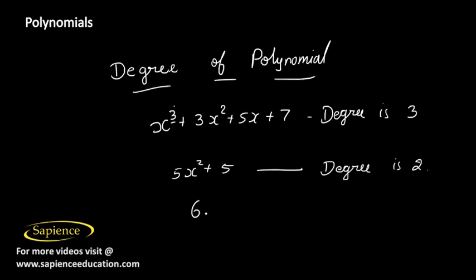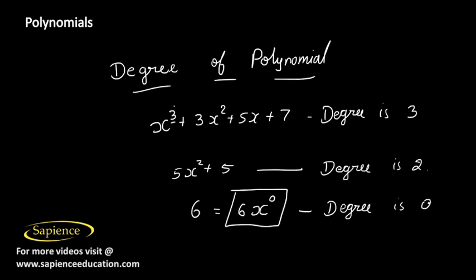Now let us come back to 6. We were discussing whether 6 is a polynomial or not. But I can write 6 as this, right? 6 into x to the power 0. Now this is a polynomial. Why? Because the exponent of the variable is a whole number. 0 is a whole number. And also the coefficient is real. So 6 is a polynomial with degree 0. So I hope everyone understood value, 0 and degree of a polynomial.